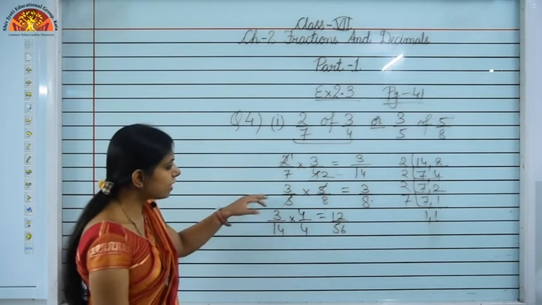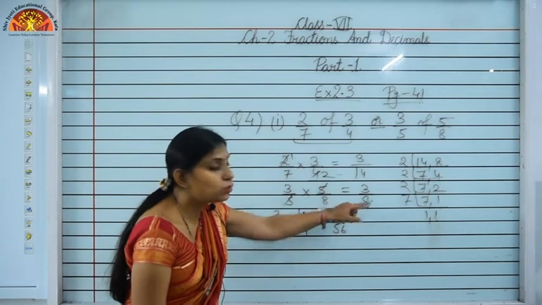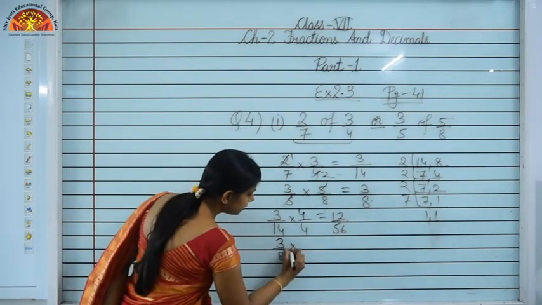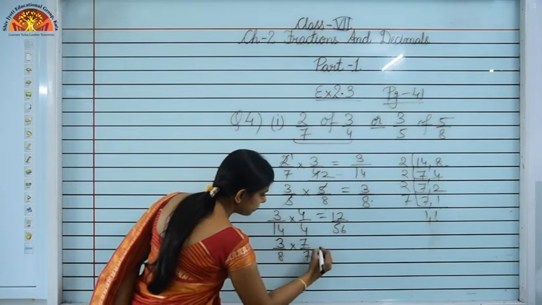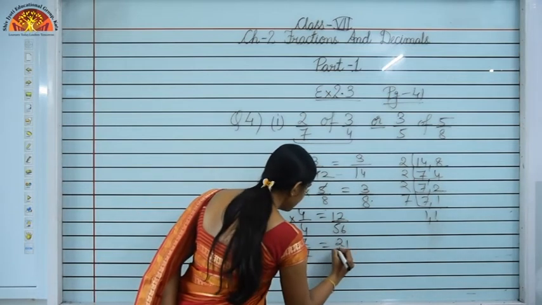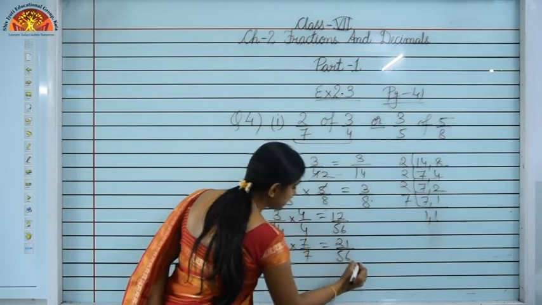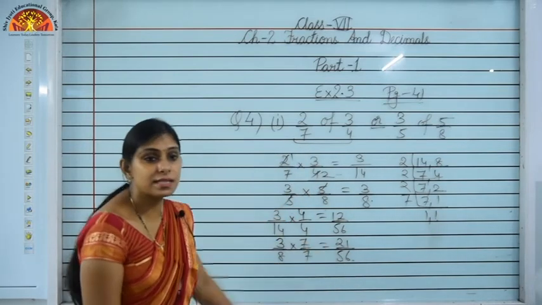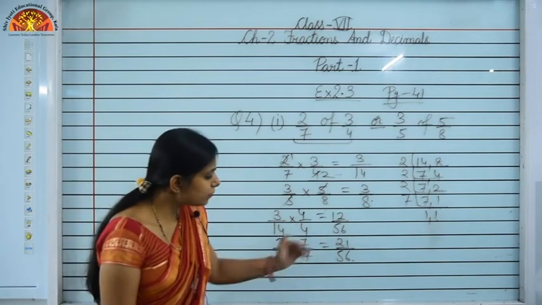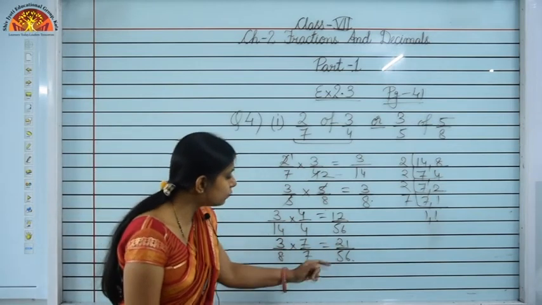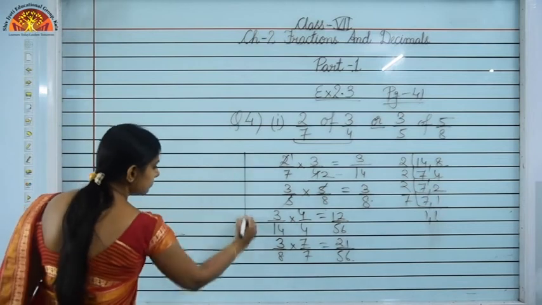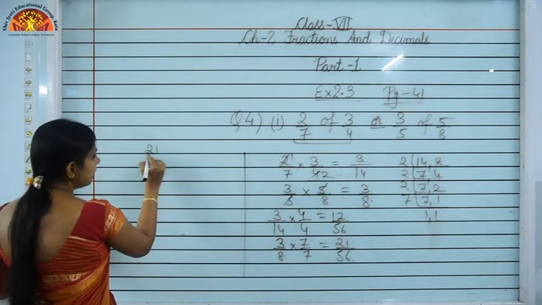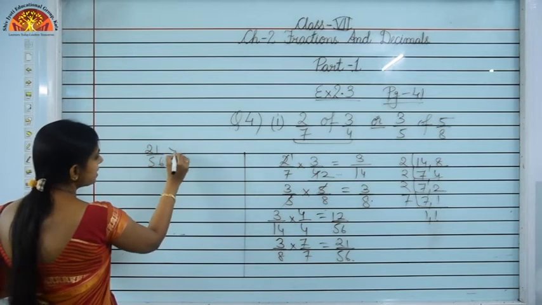Now similarly we have to convert this 8 into 56. So 3 upon 8 into 7 upon 7. So 3 7s are 21 and 8 7s are 56. Now you can see children that in both the cases the denominators are same. So you can compare which is greater. You can see that 21 upon 56 is greater. So we can just write 21 upon 56 is greater than 12 upon 56.